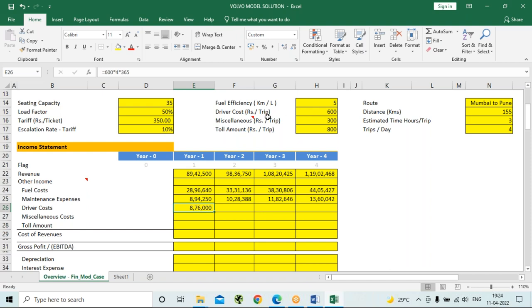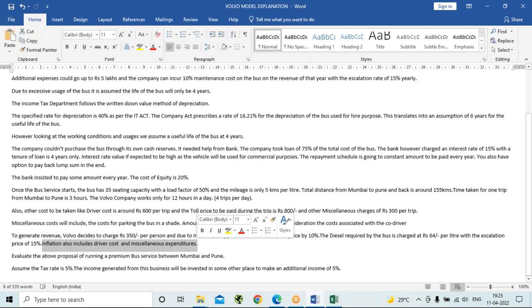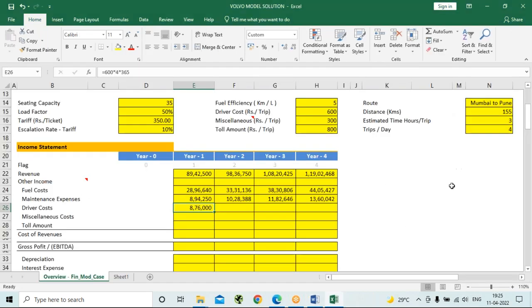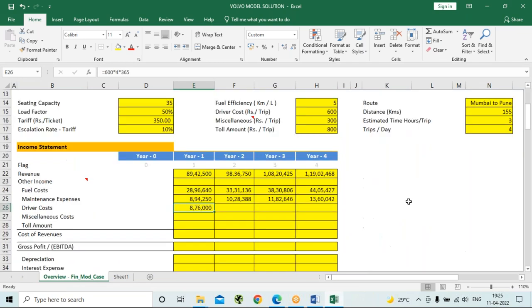And this is going to be increased by 15%. Let's check it in the case study. You can see that the inflation rate also includes the driver cost and the miscellaneous expenditure. So the escalation rate, the inflation rate, is going to be 15%, which we have seen over here. So we are going to increase with 15%.